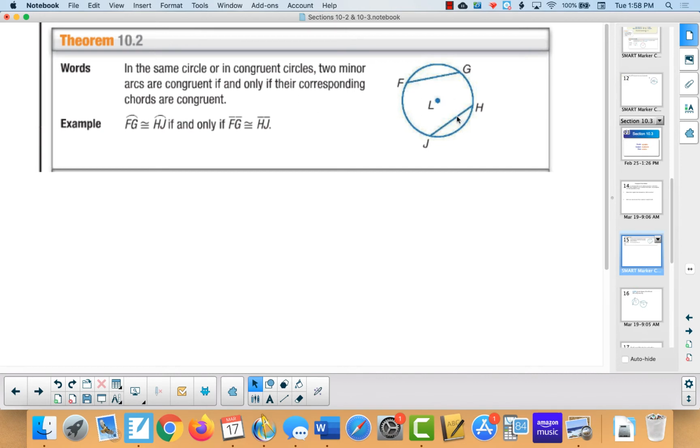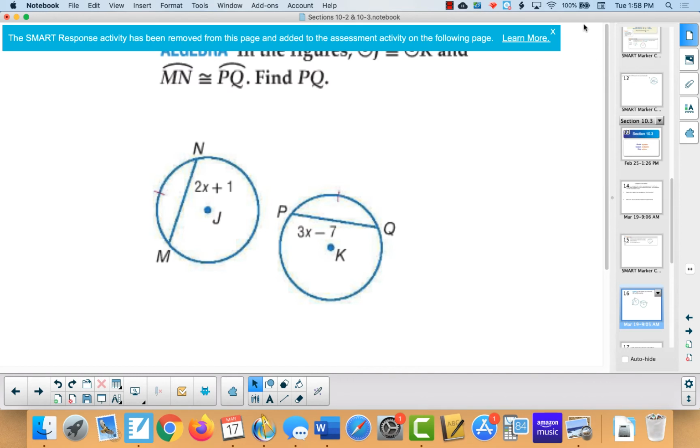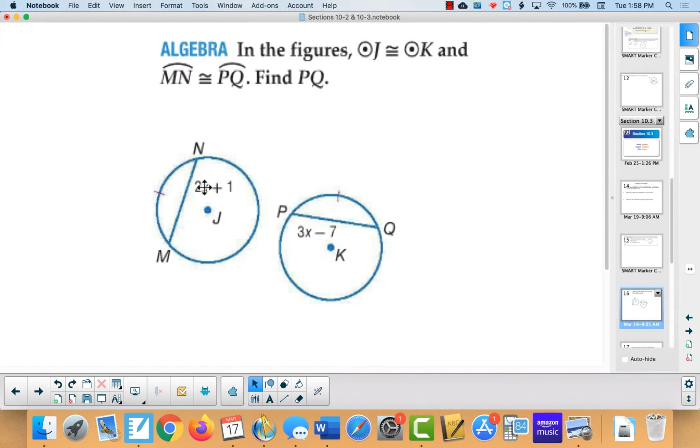FG and JH, if they are congruent, then the arcs FG and JH are also congruent. And vice versa, if the arcs FG and JH are congruent, then those chords made by segments FG and JH are congruent to each other. So in this problem, we can see that arc MN and PQ are marked congruent, which means segment MN and segment PQ are also congruent.